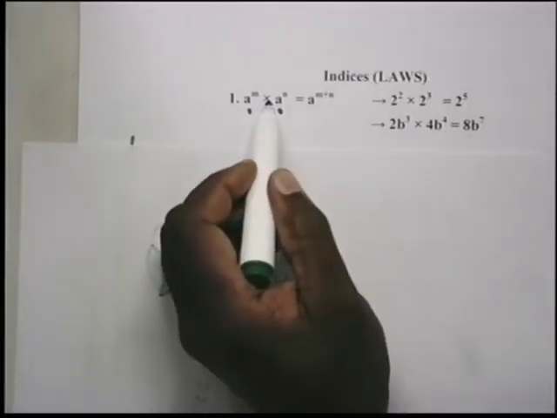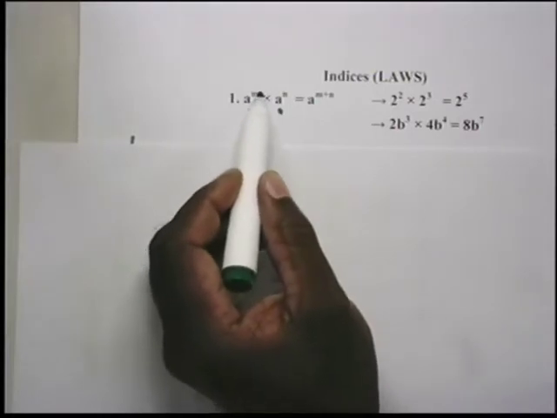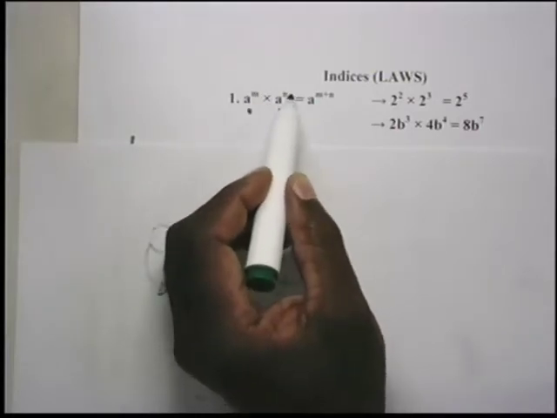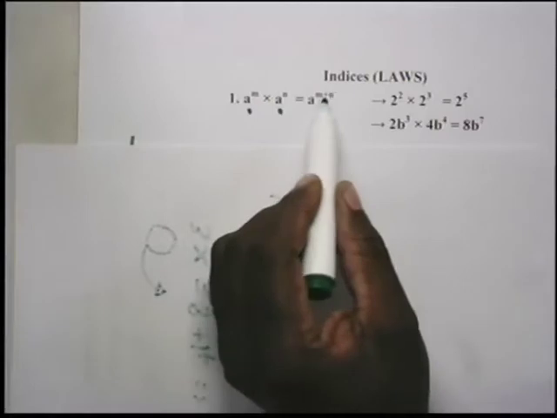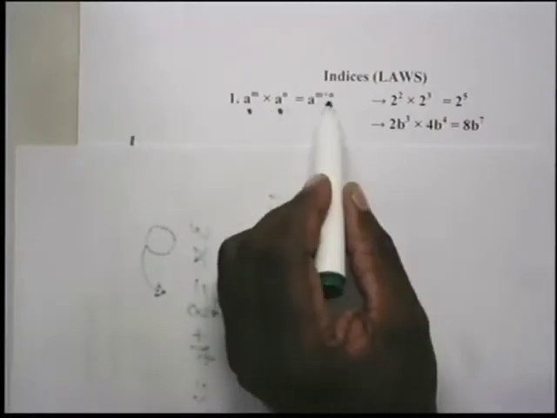If we are multiplying, we can add the exponents. So if I have a to the power of m multiplied by a to the power of n, it will be a to the power of m plus n. So when we multiply, we add the exponents. That's basically what the law is telling us.